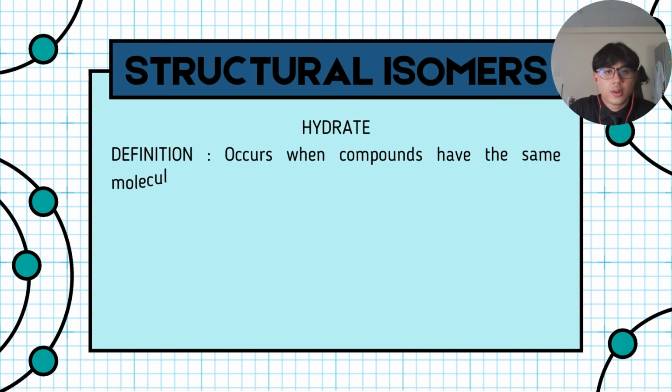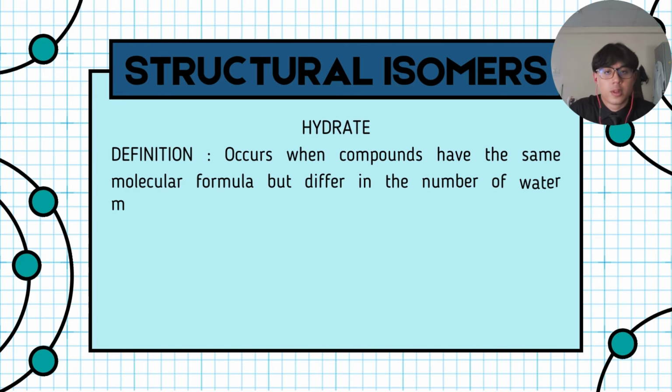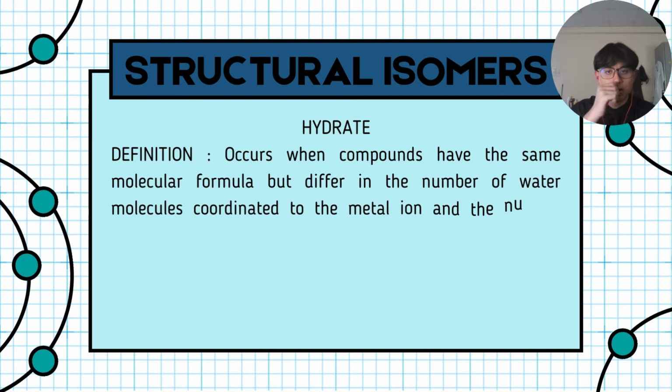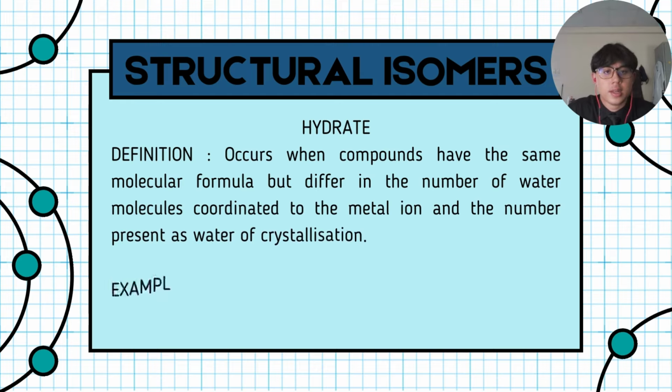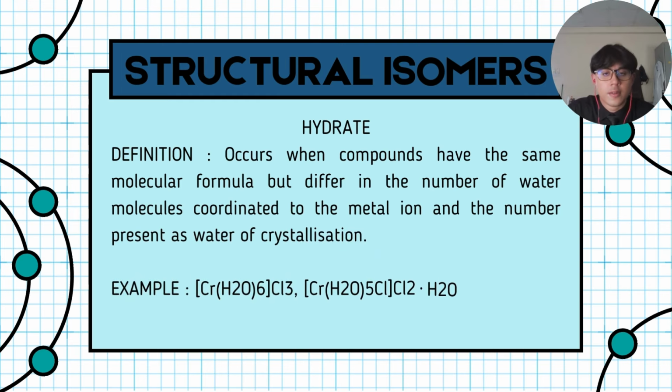The definition is that it occurs when compounds have the same molecular formula but differ in the number of water molecules coordinated to the metal ion and the number present as water of crystallization. For the example, we have this example.